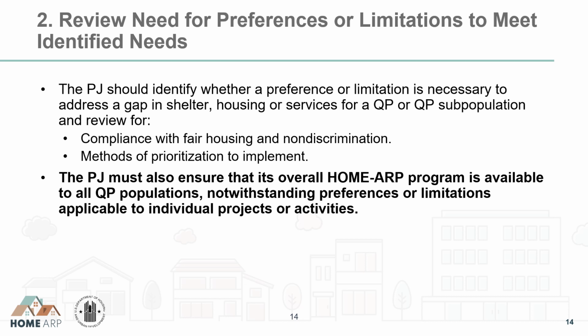It's important to think about referral methods during the planning process if the PJ may use the coordinated entry system for any projects or activities, because existing coordinated entry systems implement preferences and methods of prioritization. The PJ must ensure that its overall HOME-ARP program is available to all QP populations, notwithstanding preferences or limitations applicable to an individual project or activity. PJs are not required to talk about projects or activities in the plan, although they may often have specific projects or activities in mind.